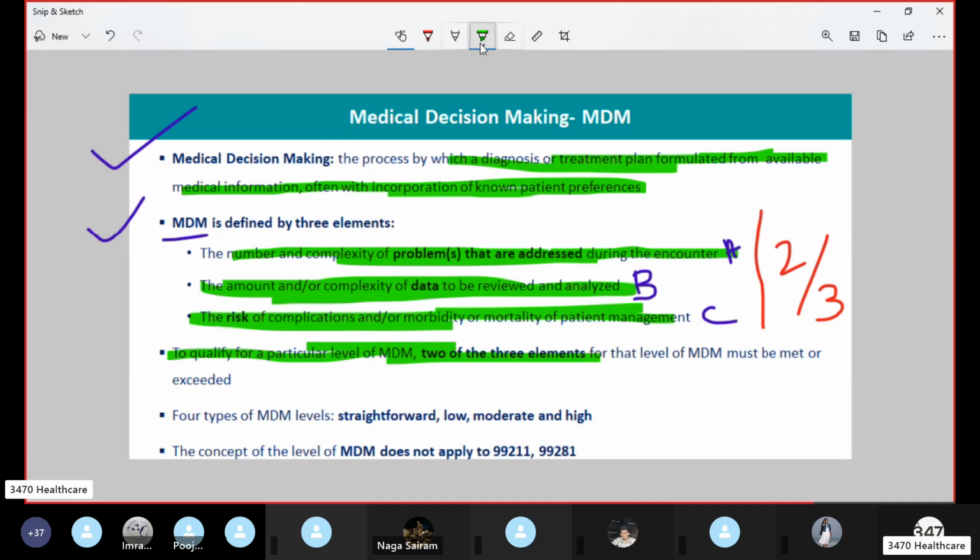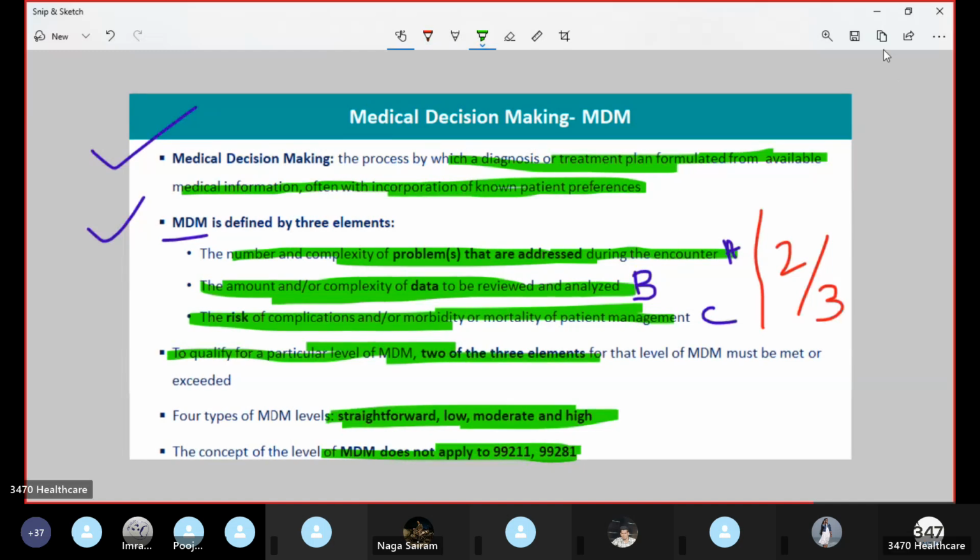We have four types of MDM: straightforward, low, moderate, high. And this MDM concept is not applicable for 211 and 281. Please write it first, everyone. Write MDM as the heading, and under it you can write this.